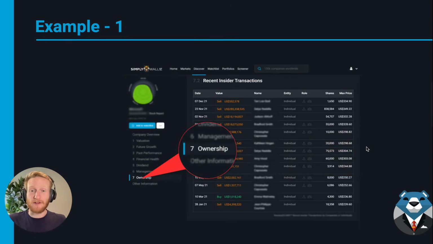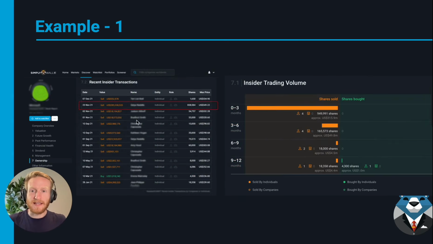The next section I'll have a look at is the ownership section. This is basically just to get an idea of this particular individual's holding and how much it was in terms of their overall holding. So we can see here the $285 million holding, all the details of the trade and the max price they sold for. The average price was $340. And I can see the trend of overall selling from insiders.